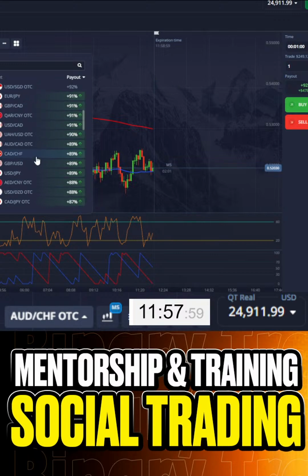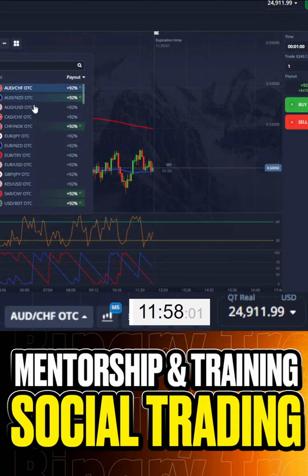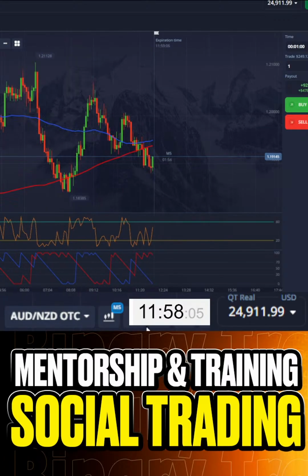Okay, here you can choose any pair you want. For example, let's make a choice for Australian dollar, New Zealand dollar. OTC, what is this? OTC means over the counter. It's a simulated market, guys, provided by the broker. Prices are generated internally by the broker. And we are trading OTC using price action.